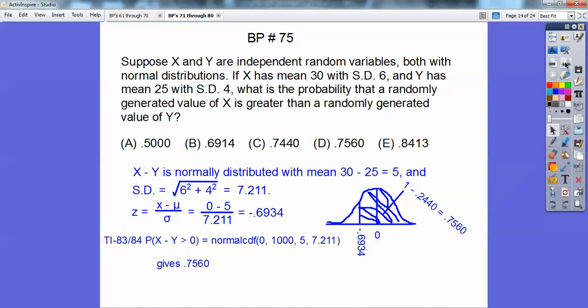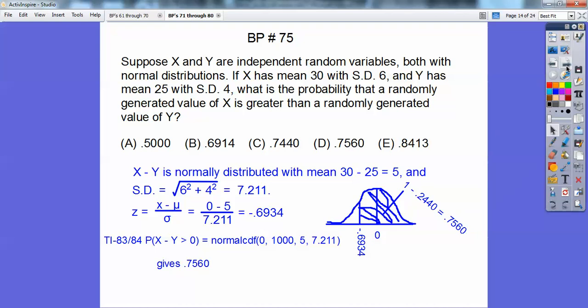To do that in your calculator, you use normal CDF. You plug in 0 because we want to know it's greater than 0, and we want to go as far to the right as we can, so we choose a large number. We always do 1,000. There's our mean, there's our standard deviation, hit enter, and we get the same score.